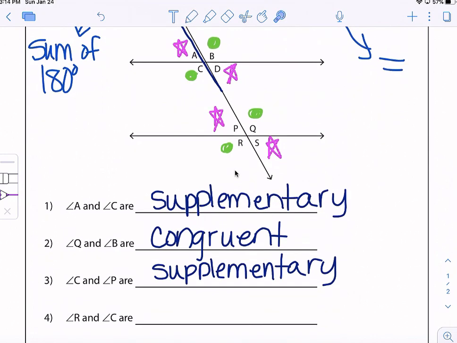Okay, the next angle pair we're going to look at, angle R and angle C. So angle R is here and angle C is here. This is another set of corresponding angles. They're both green dots and they're in corresponding positions, so they're actually going to be congruent to each other.